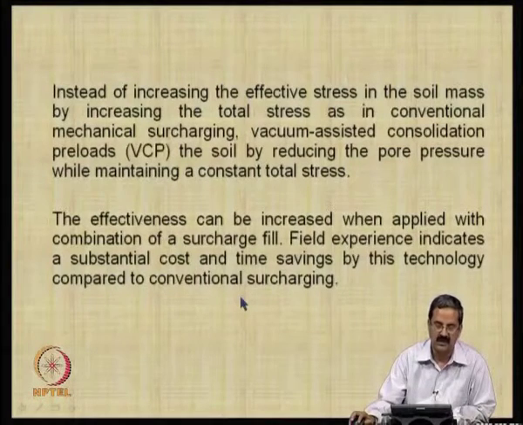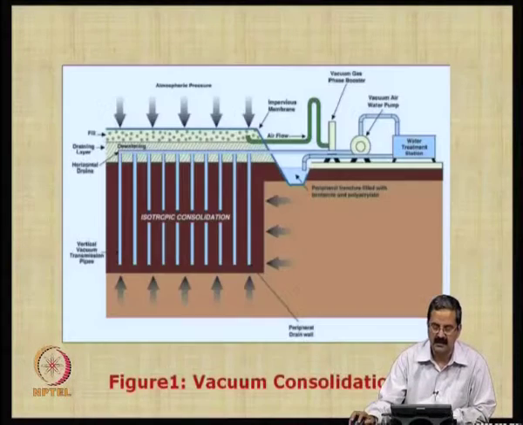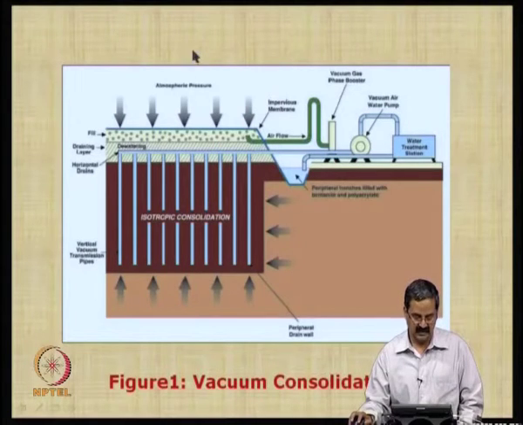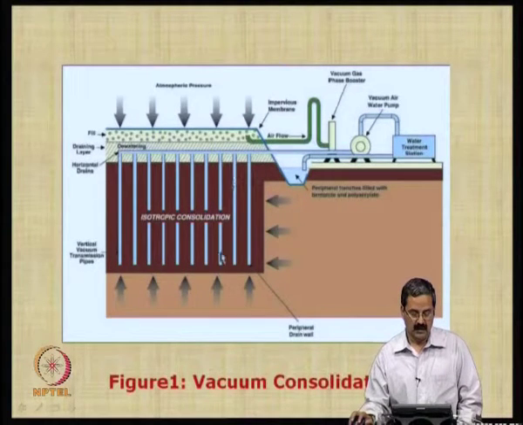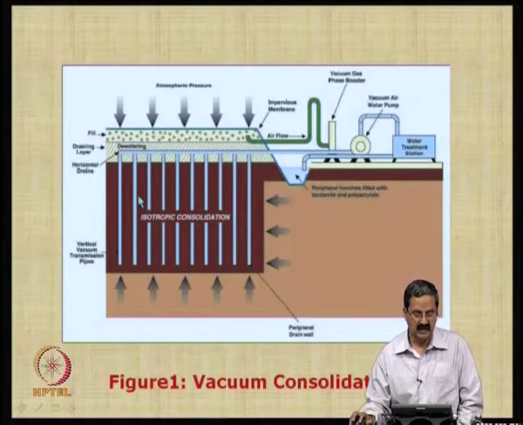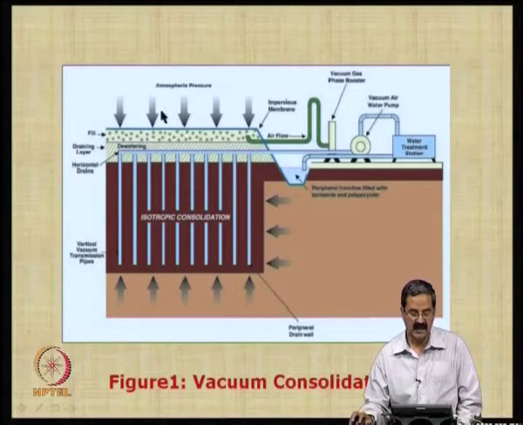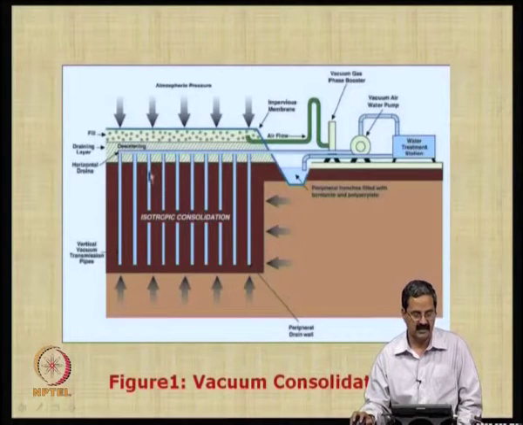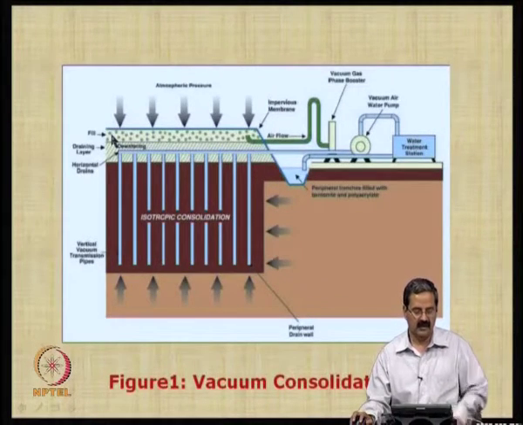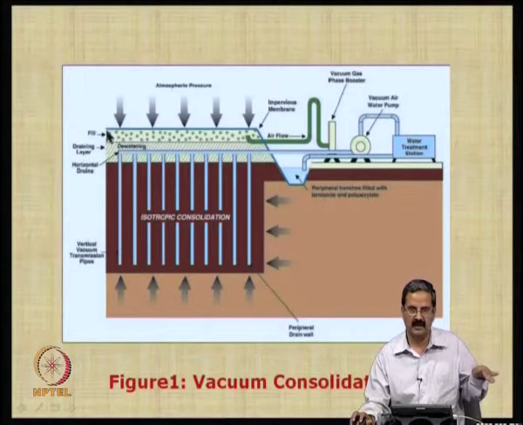Of course, these are in many places outside, and here is an example. This is the area to be consolidated, and these are the sand drains, and you have a geomembrane laid here. This is a dewatering drainage layer, and this is a fill, placed in lifts of about 1 meter or something like that.